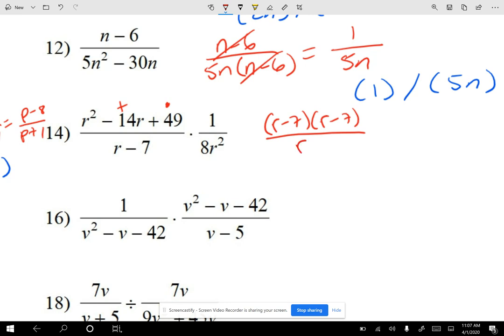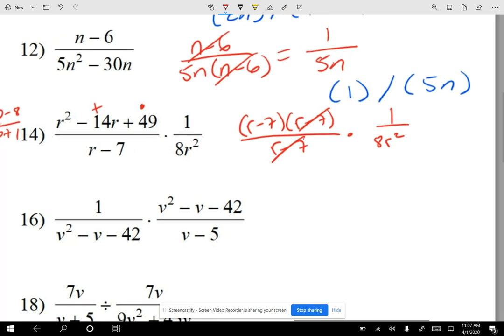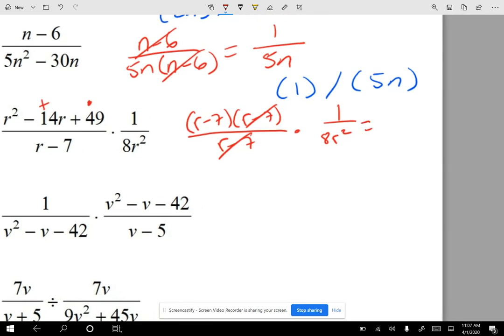I'm literally going to write r minus 7 twice. The bottom is just r minus 7 times 1 over 8r squared. Now the r minus 7 with the r minus 7 cancel out. So on the top, remember the 1, I'm going to ignore because multiplication times 1 does nothing. So I have r minus 7 over 8r squared. Now the way I will type this, r minus 7 over, make sure you use parentheses, over 8r to the second.